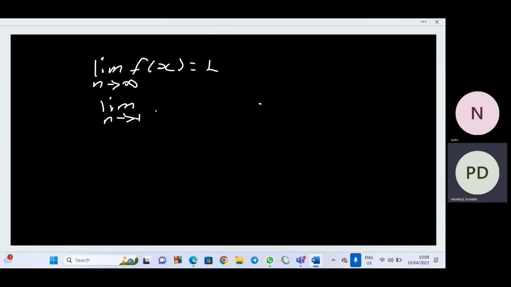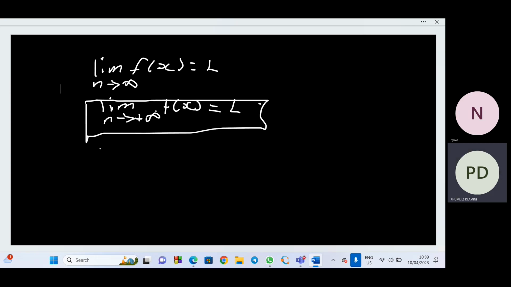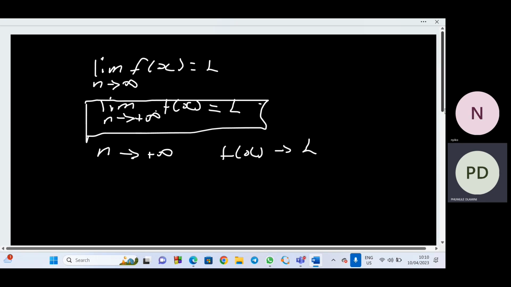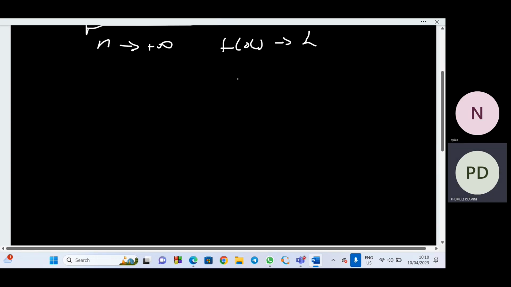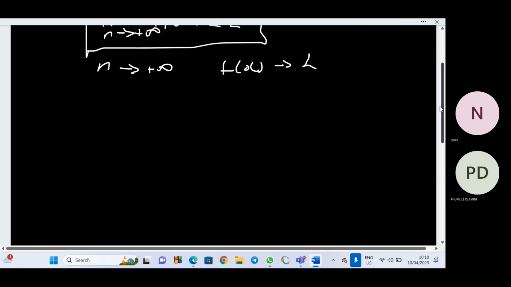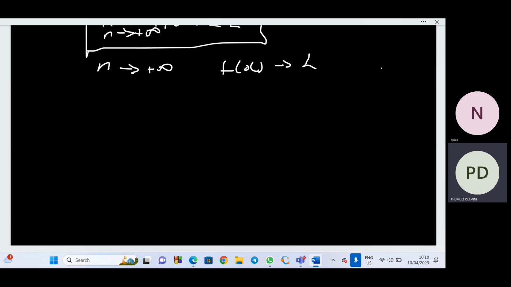Let's say positive infinity, when f of x approaches L. So what I've written here implies that as x approaches positive infinity, then f of x approaches L. The same one applies: if x approaches infinity, then f of x approaches L. So you can be given a function, like the way we did it when y equals 2x.